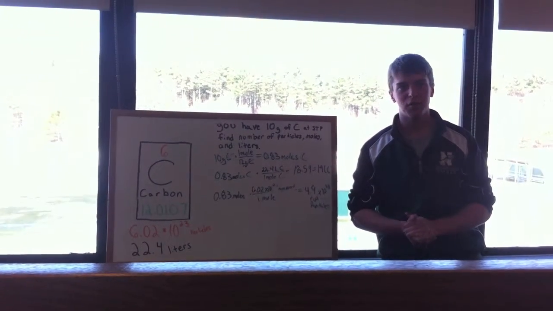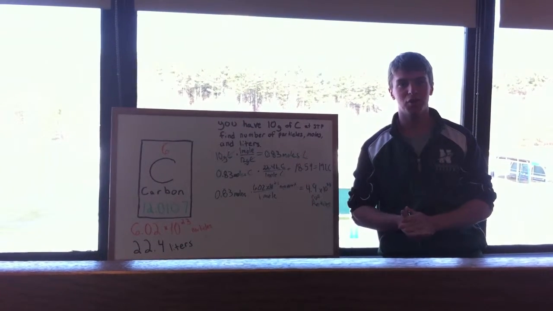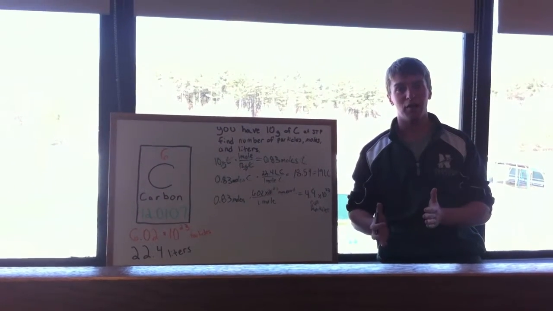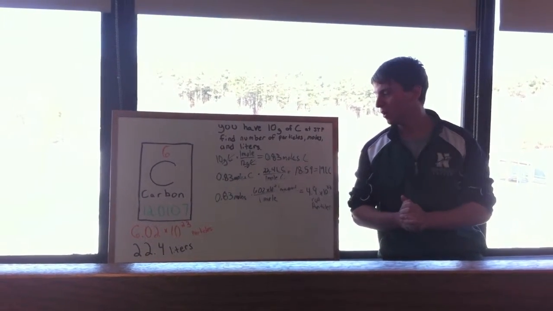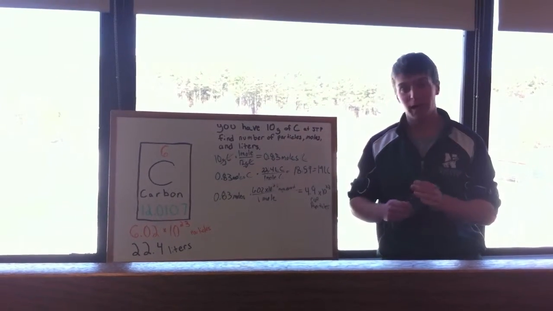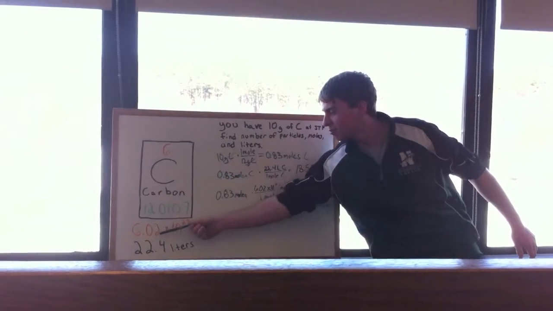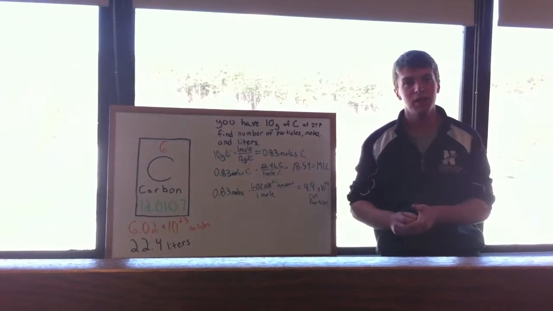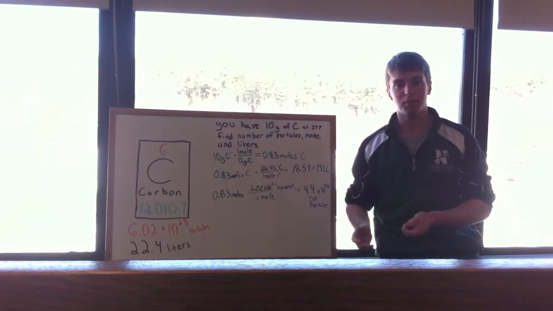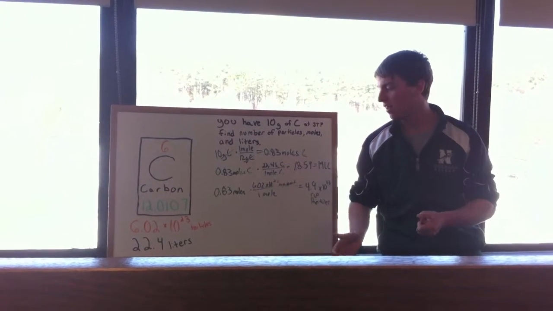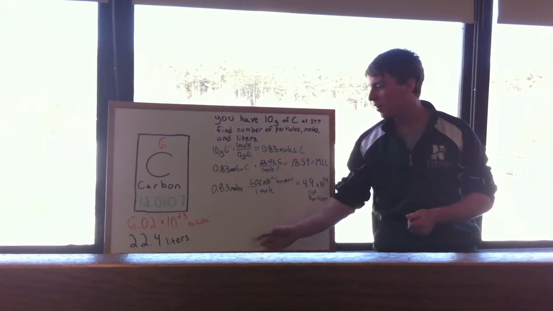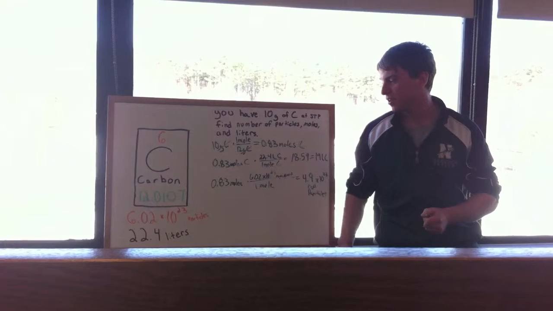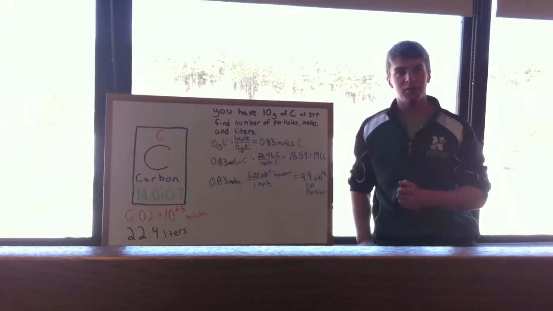The mole helps us figure out how many representative particles are in a certain sample of an element or of a substance in general. So the mole stands for Avogadro's number, which is 6.02 times 10 to the 23rd representative particles, which means for a mole of any substance, of any element, in that one mole there are 6.02 times 10 to the 23rd representative particles.